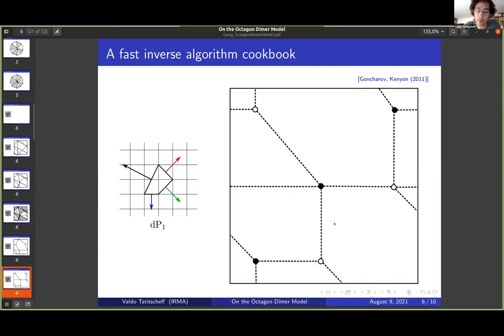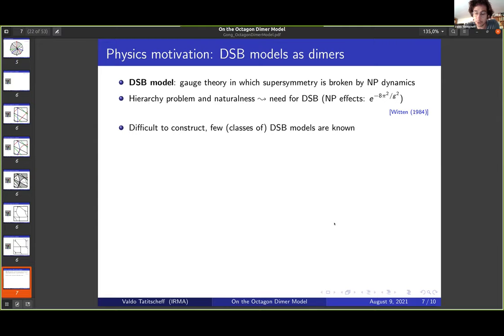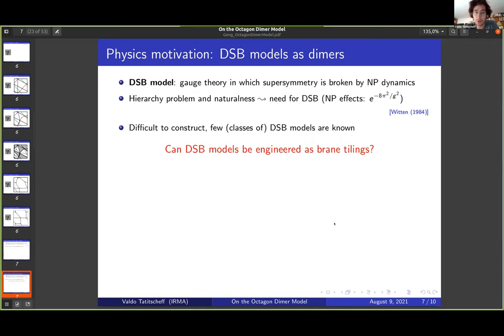So let me now briefly explain some physical motivations for our work. Dynamical supersymmetry breaking models are special quantum field theories of phenomenological and theoretical interest. For many reasons, for example, to see whether non-DSB theories are compatible with quantum gravity, it's interesting to wonder if it's possible at all to realize them in brane tilings.